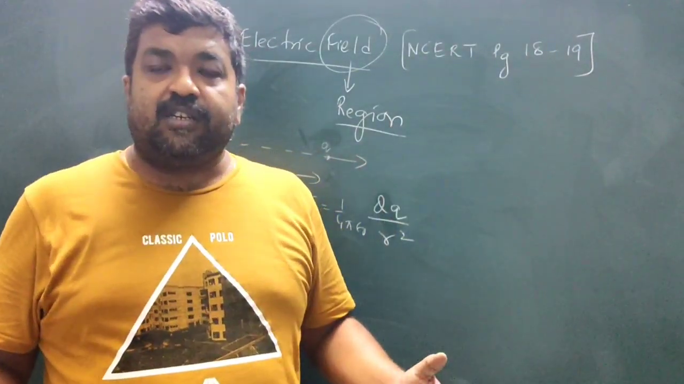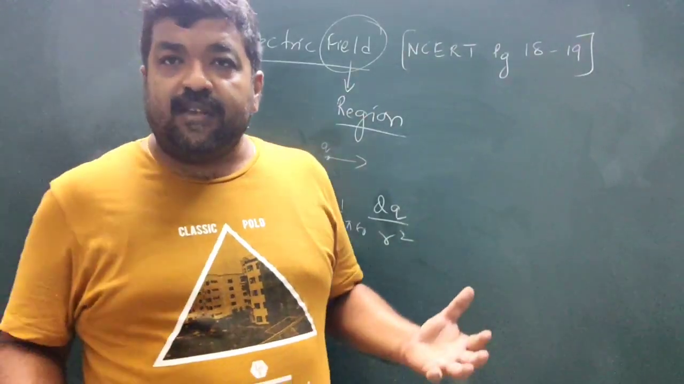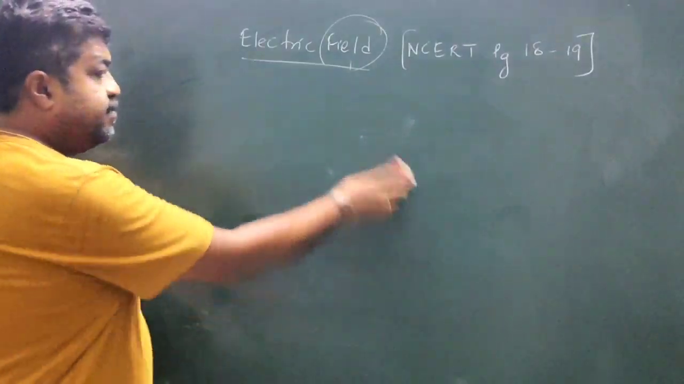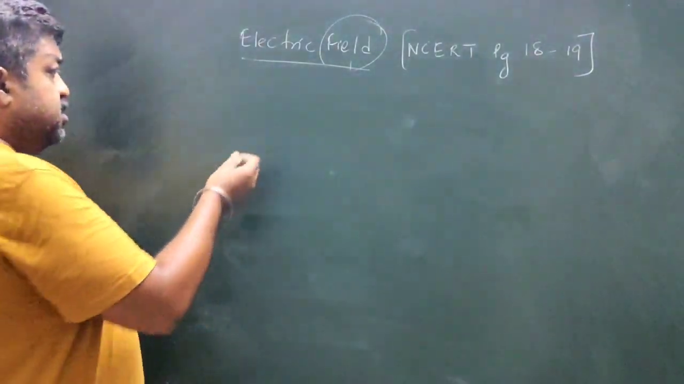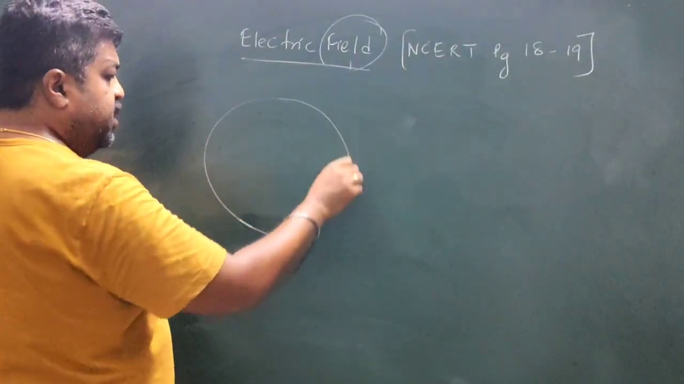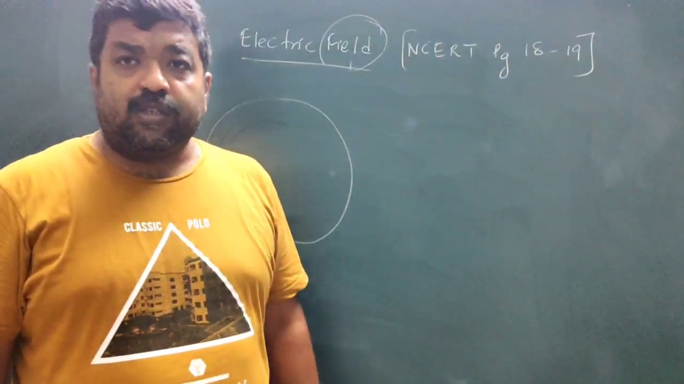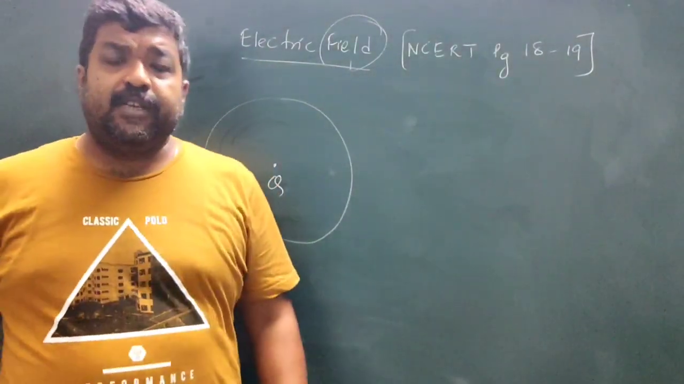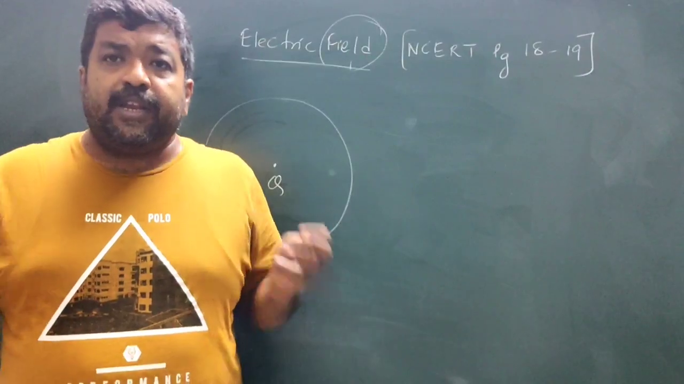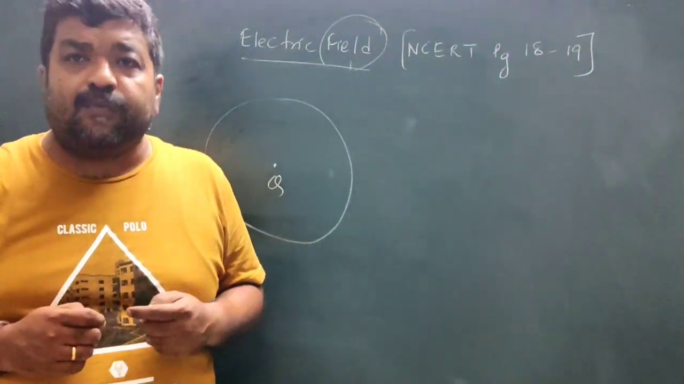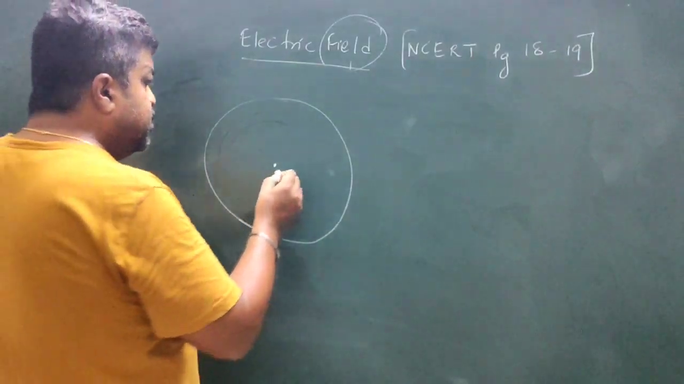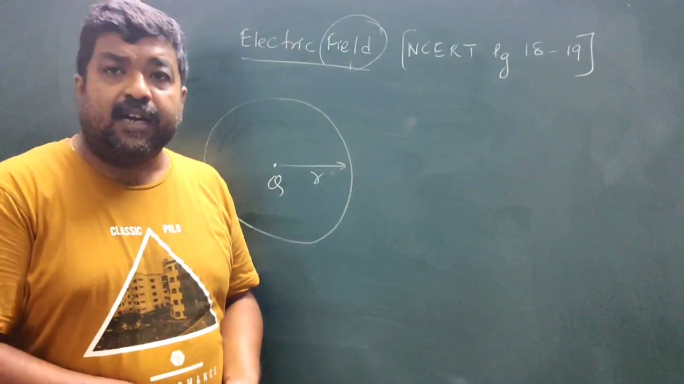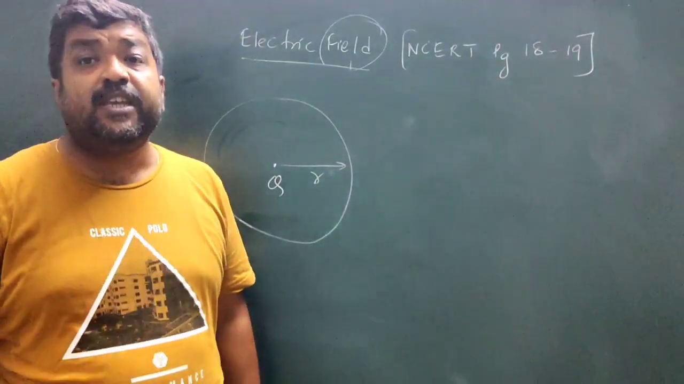The region, the influence of the charge, we cannot see. But we can define it. How do we define it? Suppose this is a spherical region which denotes the region of influence of a charge capital Q. That means in this region, if you bring any other charge, that charge will experience a force. Now suppose this region has a radius r. Now this is not a circle, it is a spherical region.